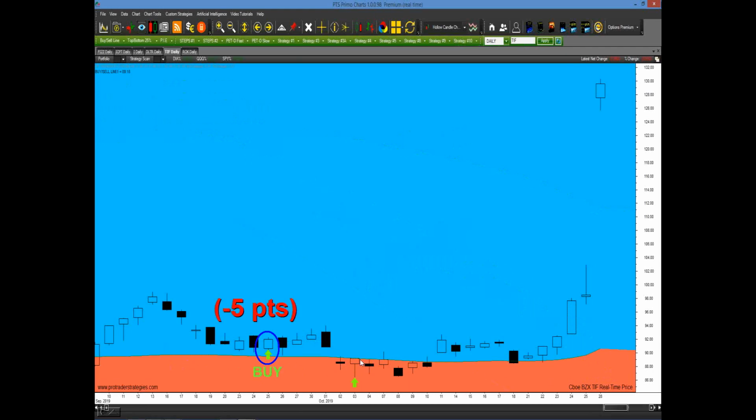A week later, another buy signal was generated. Had you taken that one, and quit licking your wounds and playing the victim, you would have potentially made back that 5 points and another 35 to 40 to the upside, okay?